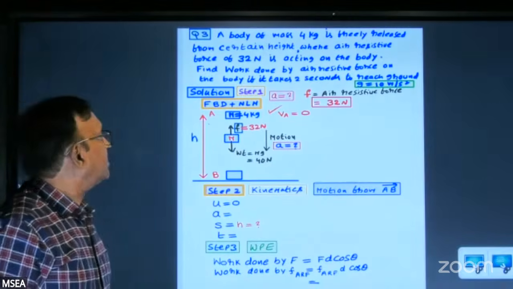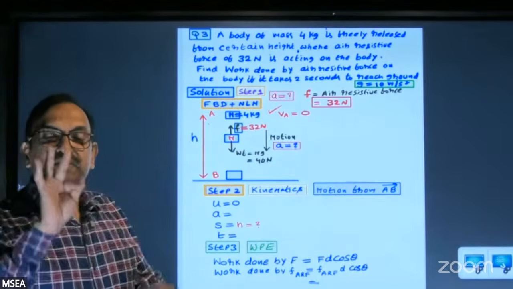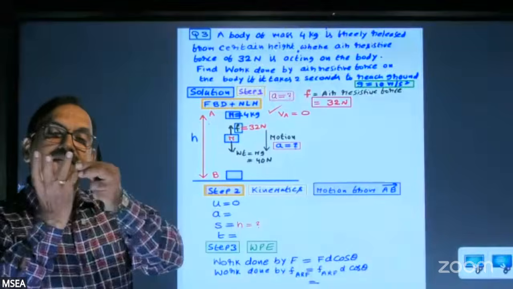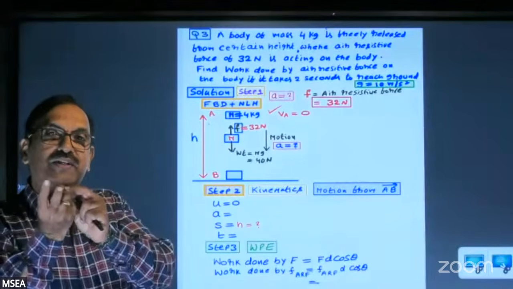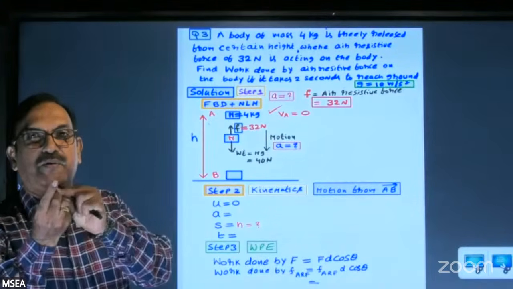First point. It is a combination of 3 simple concepts. There is kinematics, there is Newton's laws of motion, and there is work power energy.